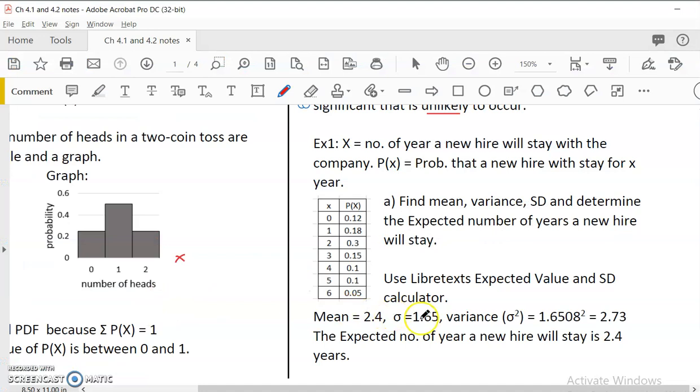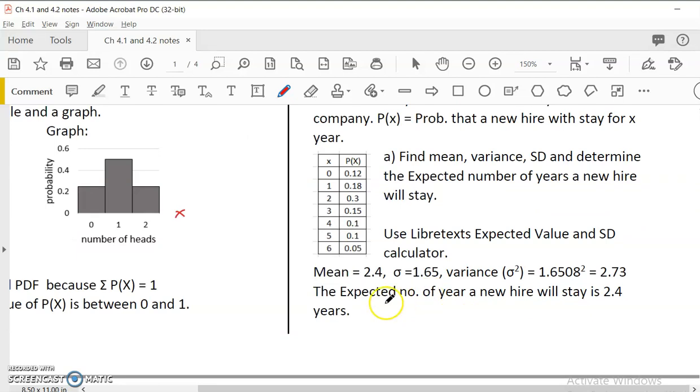So we can go back to here. We say, okay, 2.43, we round to 2.4. Sigma is 1.65, but for variance, we would use the whole 1.6508 squared before we round. So don't round too much. Usually I calculate the variance first, using the whole sigma, and then I calculate sigma. The expected number of years that a new hire will stay is 2.4 years.